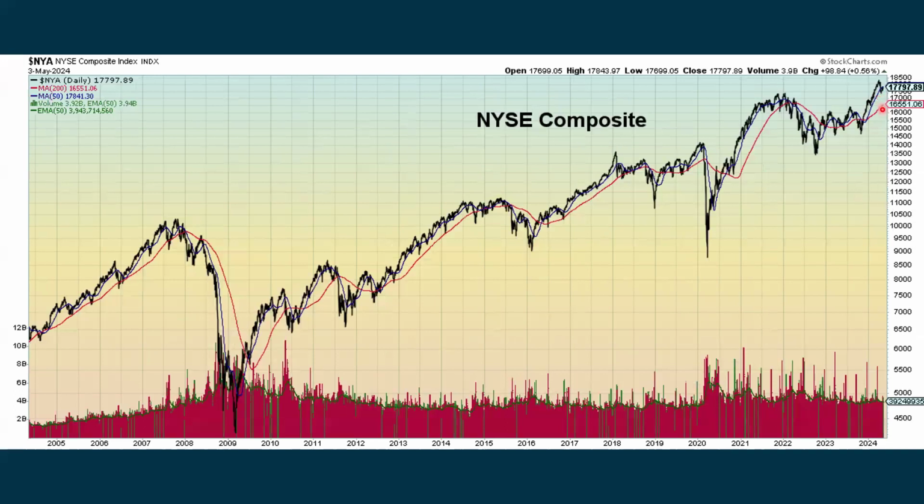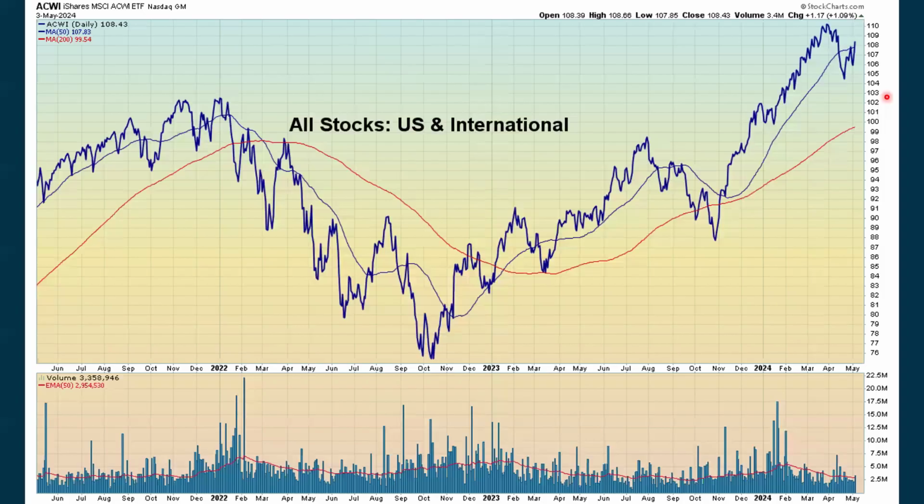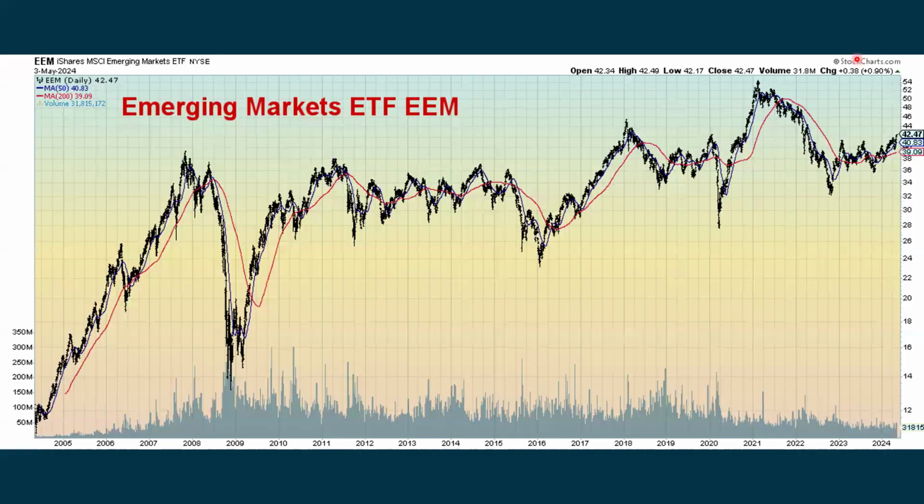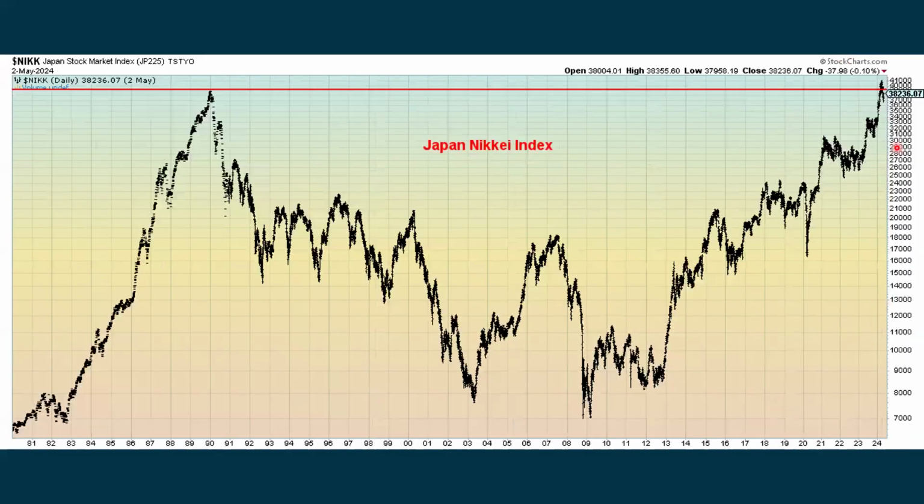And we look at the NYSE composite, which is just a little bit under its 50-day moving average, a broad market measure. All stocks, looking at US stocks and international stocks, starting to break back above their 50-day moving average. Emerging markets showing a little bit of an improvement here and still in an uptrend.